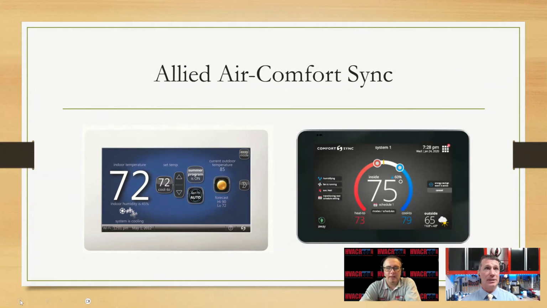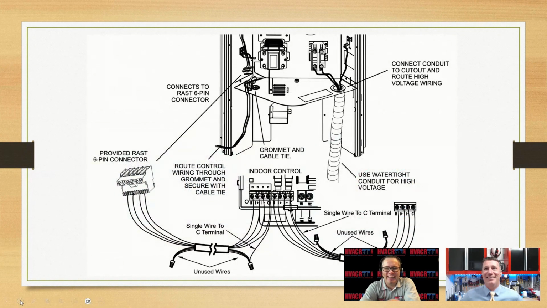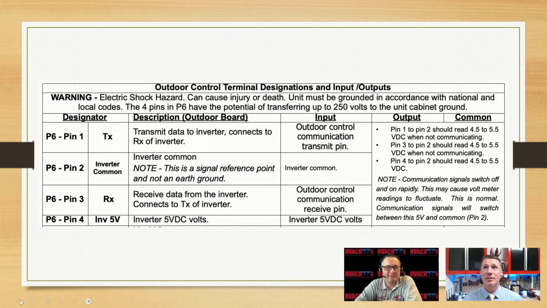Let's look at Comfort Sync. Do some of these outliers look similar? Well, look at that. I'm seeing common, I'm seeing R, I'm seeing positive, and I'm seeing negative again. And look at our pseudo-shielded cable, a typical little 18-gauge. So if it's a non-communicating wire, we've got existing wires. We're going to tie those together, and then we're going to check our voltages, right?